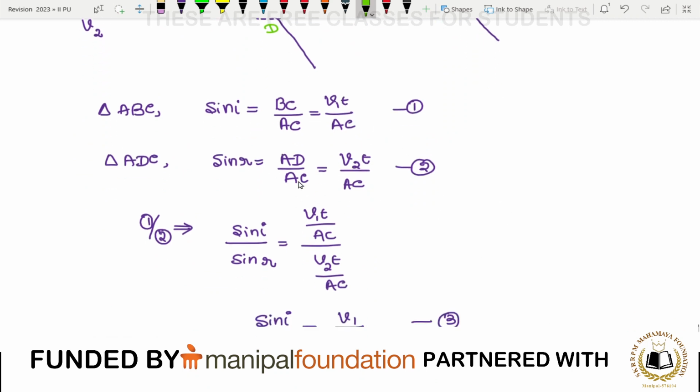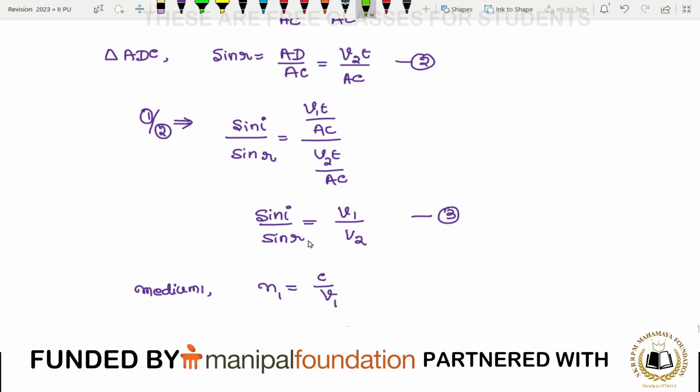Dividing equation 1 by 2: sin i by sin r equals v1 t by AC divided by v2 t by AC. AC cancels, t cancels, so sin i by sin r equals v1 by v2. This is equation number 3.